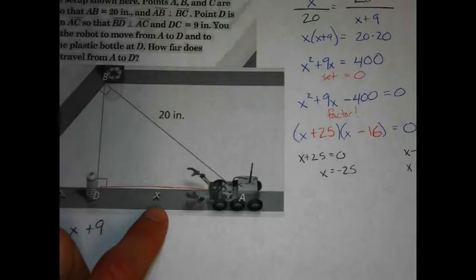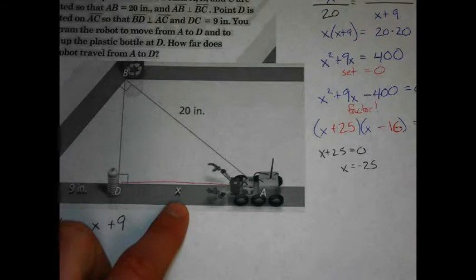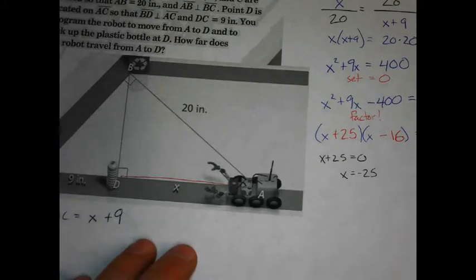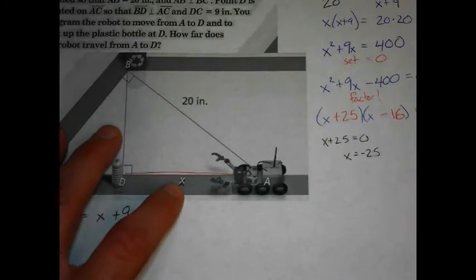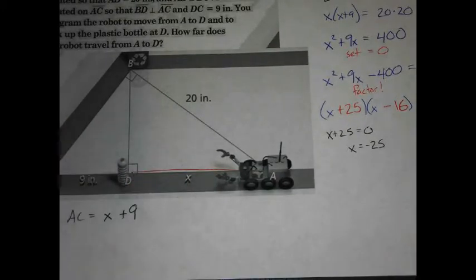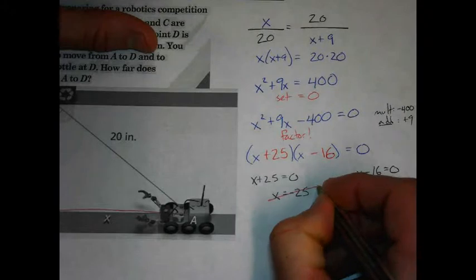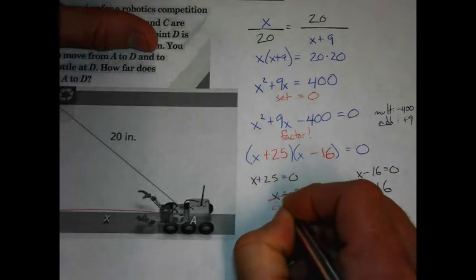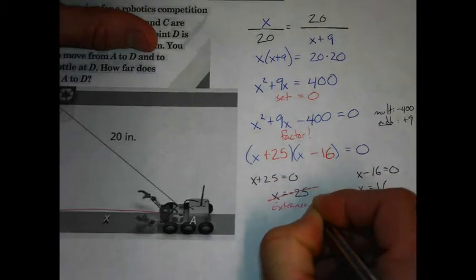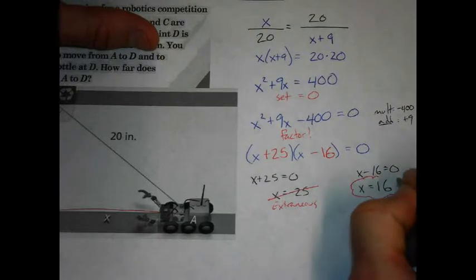Hang on now. Remember what we were looking for. We're looking for x. Is this possibly a negative number? Absolutely not. It is impossible for x to be a negative number. So we must conclude that x equals negative 25 is what's called extraneous. So the only solution for x is 16.